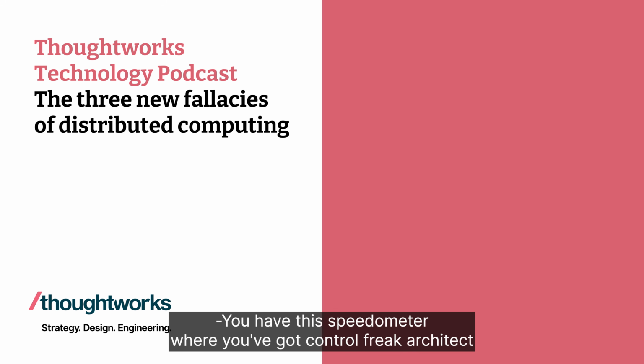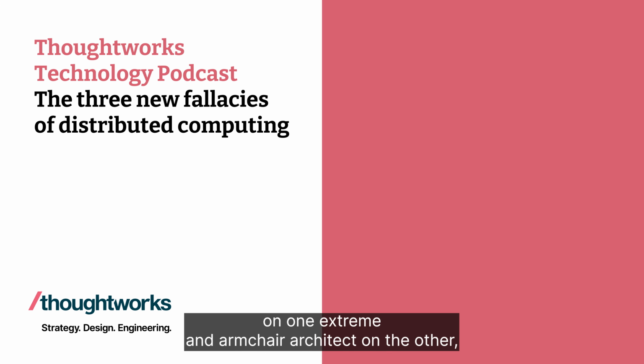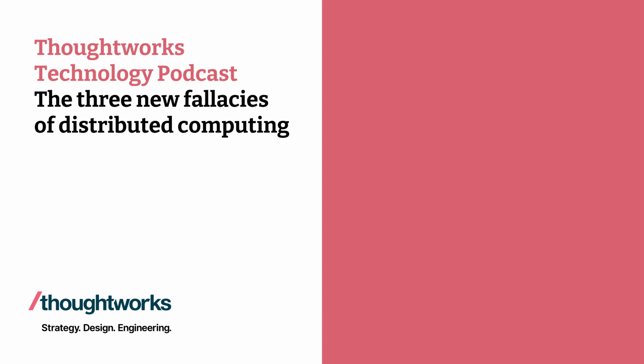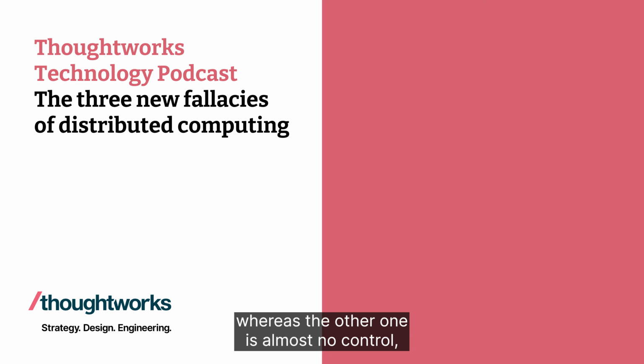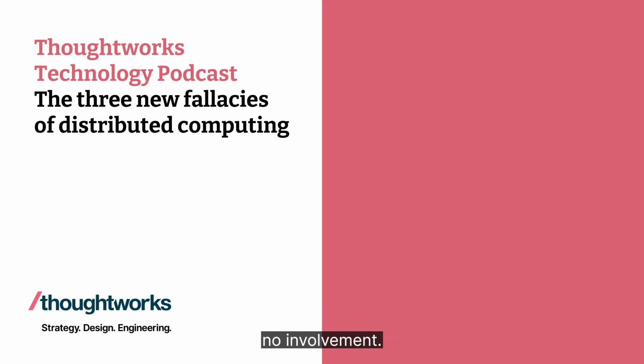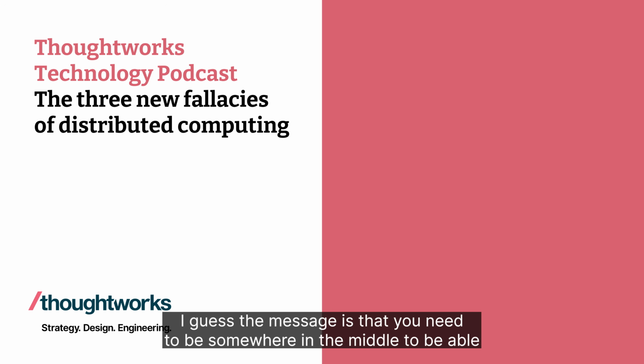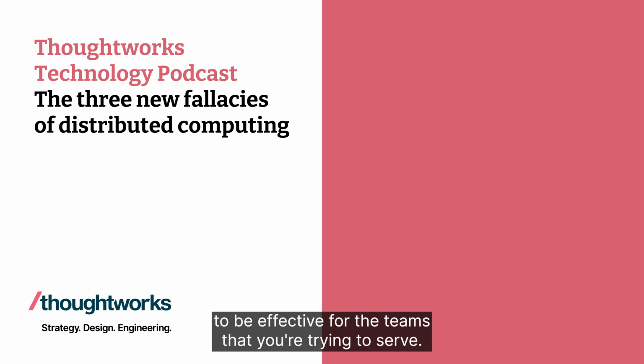You have this speedometer where you have got control freak architect on one extreme and the armchair architect on the other, where one is someone who wants to exercise more control and involvement, whereas the other one is almost like no control, no involvement. So I guess the message is that you need to be somewhere in the middle to be able to be effective for the teams that you're trying to serve.